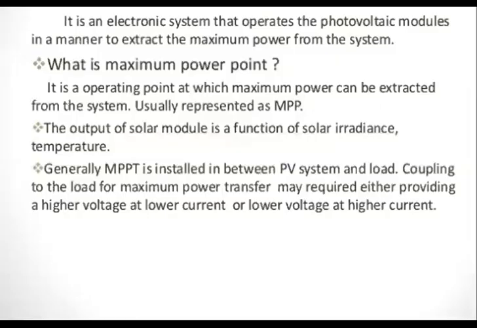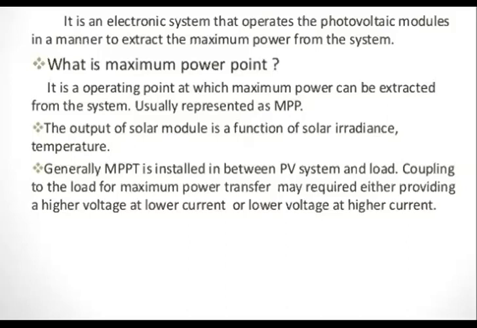So MPPT stands for maximum power point tracking and it relates to the solar cell itself. Each solar cell has a point at which the current I and the voltage V output from the cell result in the maximum power output of the cell. It is an electronic system that operates the photovoltaic modules in a manner to extract the maximum power from the system. The maximum power point is an operating point at which maximum power can be extracted from the system, usually represented as MPP.